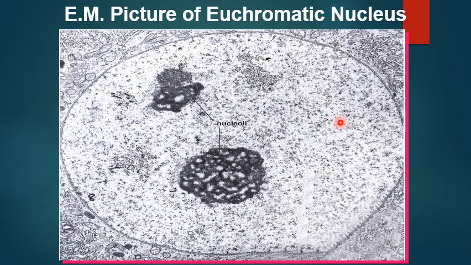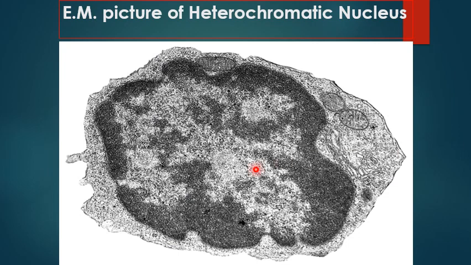This is a euchromatic nucleus. I can see most of the nucleus is euchromatin, pale, and this is a prominent nucleolus. While this is heterochromatin, in which most of the chromatin is heterochromatin. Here is the peripheral chromatin and islands. This is a heterochromatic nucleus.